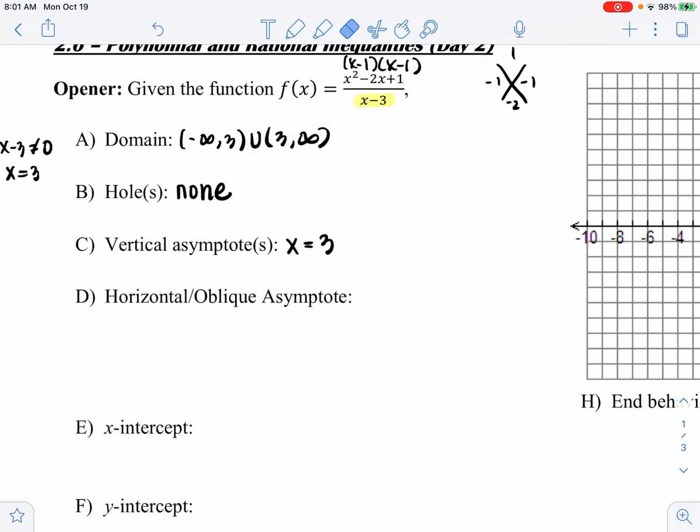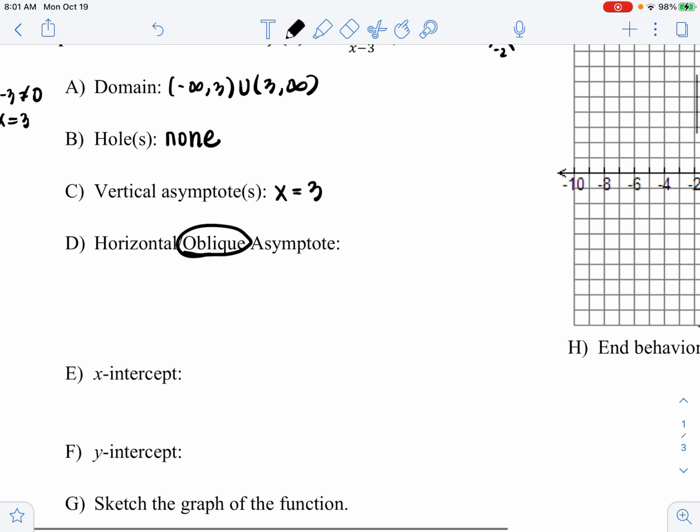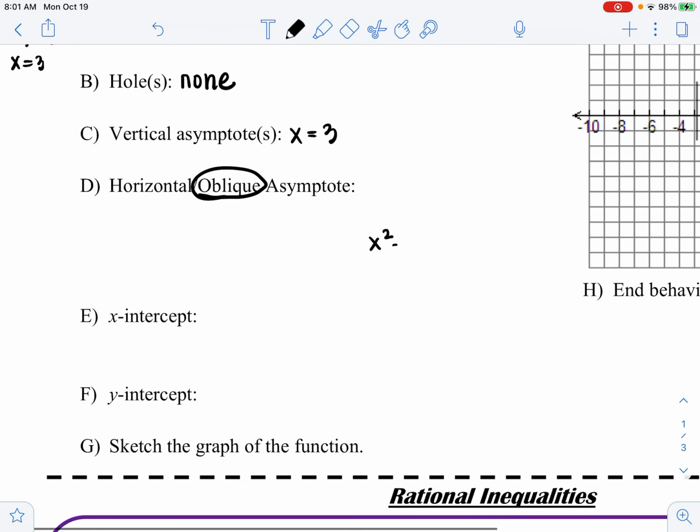Now I'm going to check to see if there's a horizontal or oblique asymptote. Which one is there? So you compare your degrees. Let me get this out of the way here. And compare my degrees. Degree here's 2. The degree here's 1. So the degree in the numerator is bigger. So there is no horizontal asymptote, therefore there's an oblique asymptote. To find my oblique asymptote, I use polynomial long division.